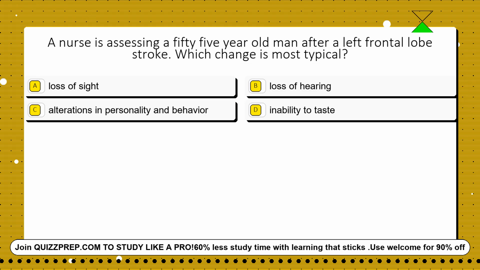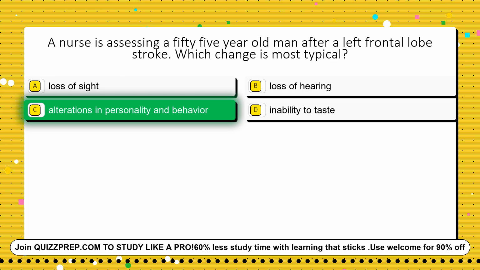Question 92. A nurse is assessing a 55-year-old man after a left frontal lobe stroke. Which change is most typical? Option A. Loss of sight. Option B. Loss of hearing. Option C. Alterations in personality and behavior. Option D. Inability to taste.